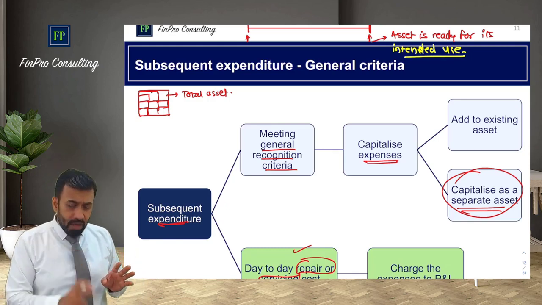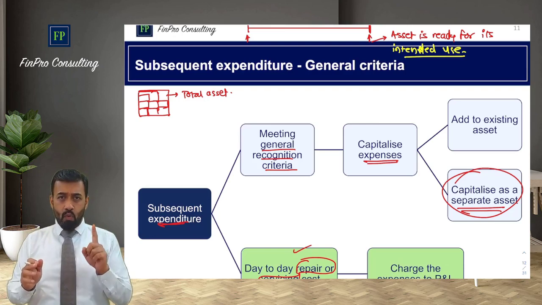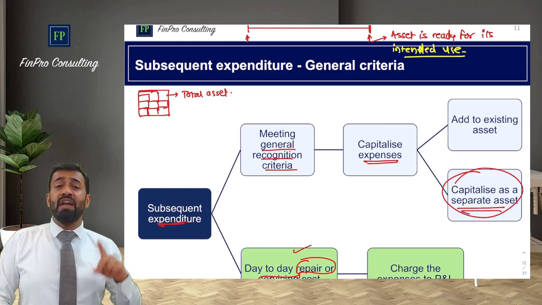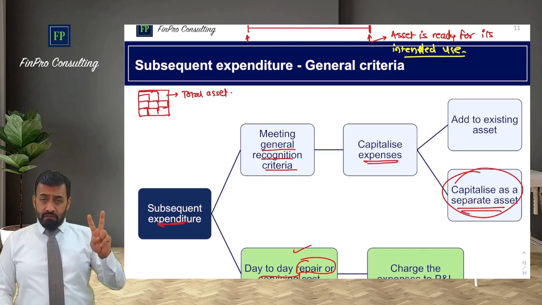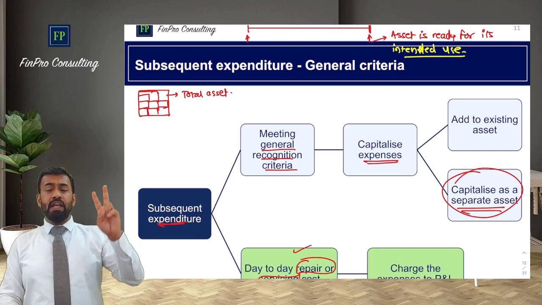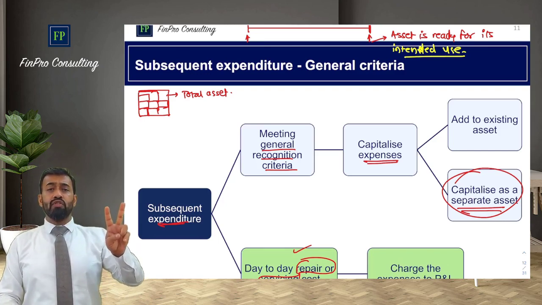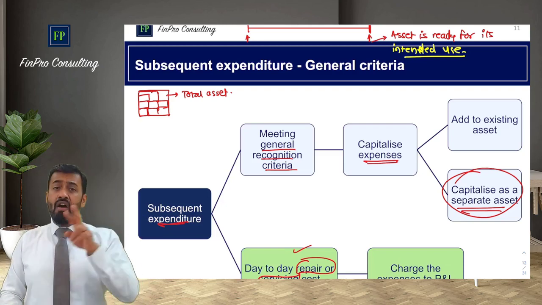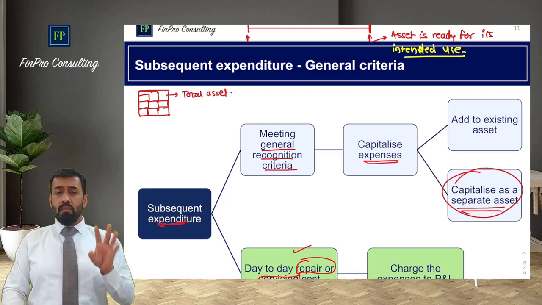So subsequent expenditure, very simple, I will summarize quickly in 2 sentences. Number 1, subsequent expenditure is generally expensed out if it is in the nature of day-to-day repairs and maintenance. Second sentence, if subsequent expenditure meets the general recognition criteria, then such subsequent expenditure may be eligible to be capitalized either as a part of that asset itself or as a separate asset. Okay, so this you have to remember.